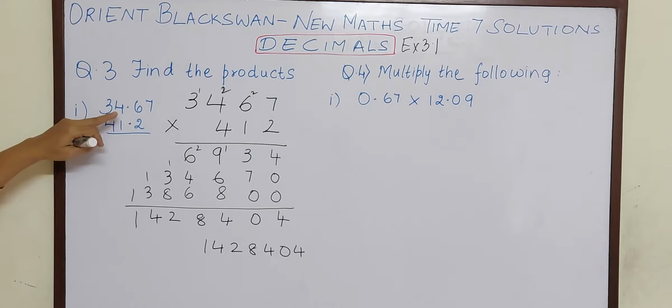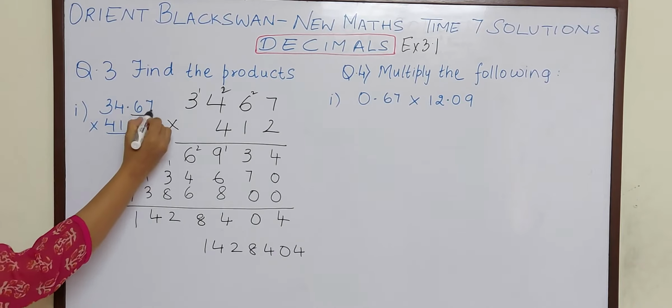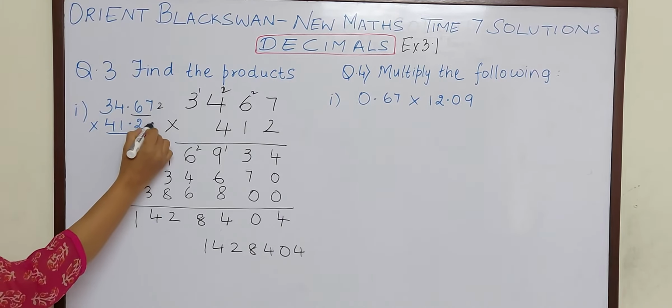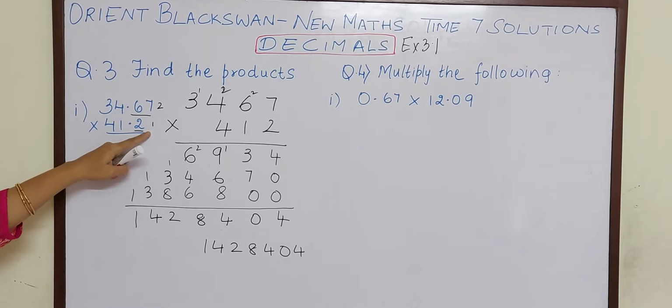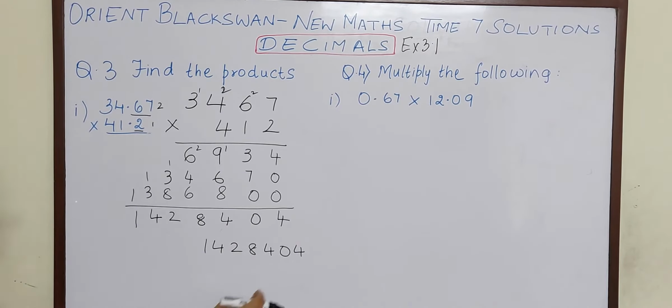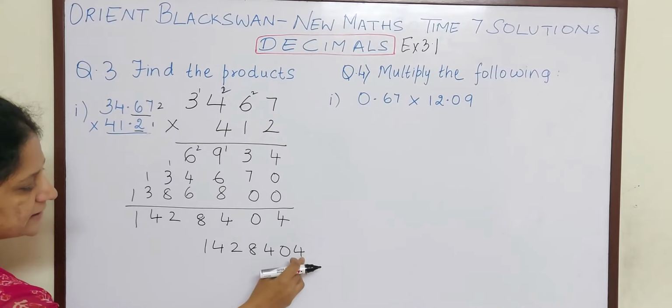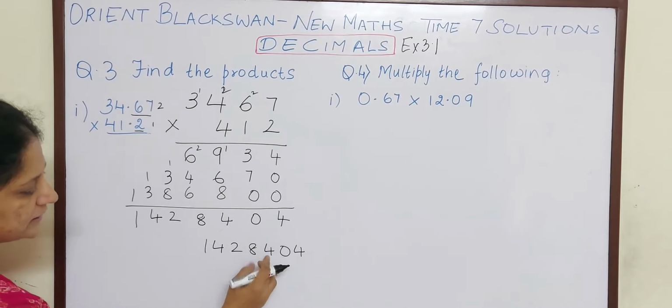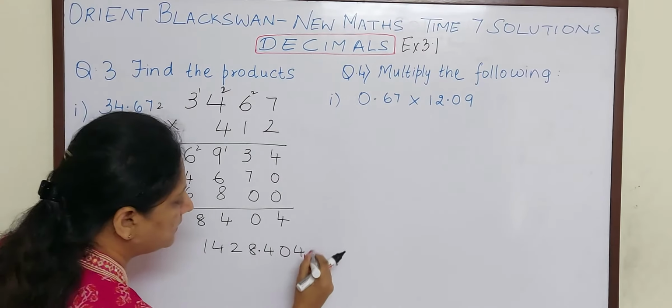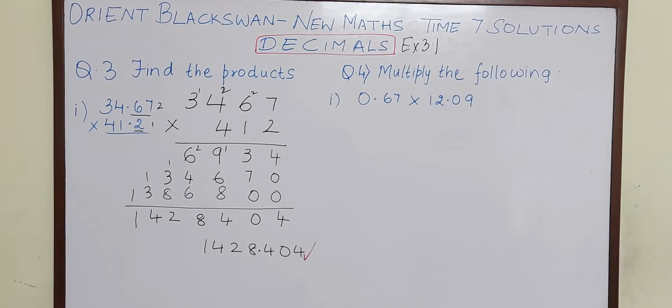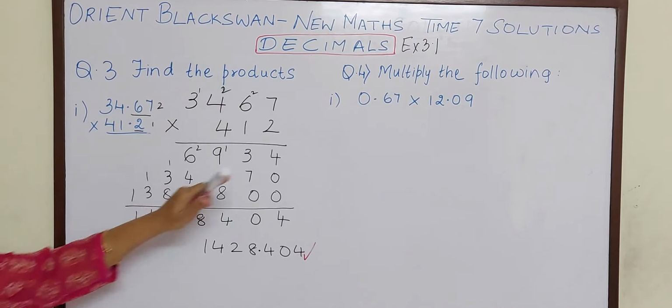That we will count the number of decimals in the question. Now here we are having 2 decimals and here we are having 1 decimal. So in total the number of decimal places is 3. So from right to left 3 decimal places, 1 2 3, and our answer is 1428.404. Now the next sum is same, so I have not done it. You can do it on your own.